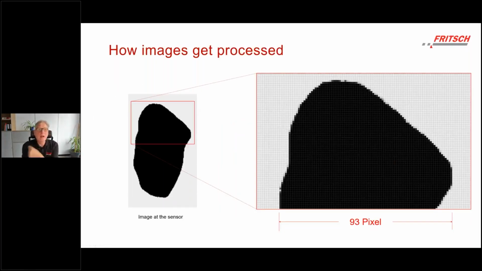Well, how do images get processed? Here, this is most likely an artificially created particle. And this is the image of the particle on the image sensor, on the sensor of our camera. The camera we are using is a 5-megapixel camera.